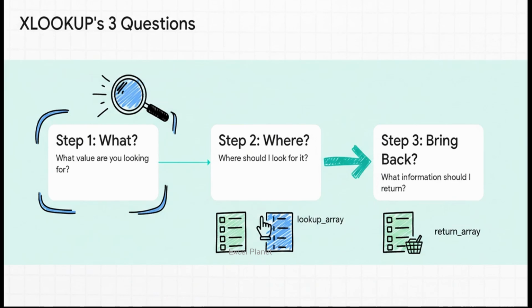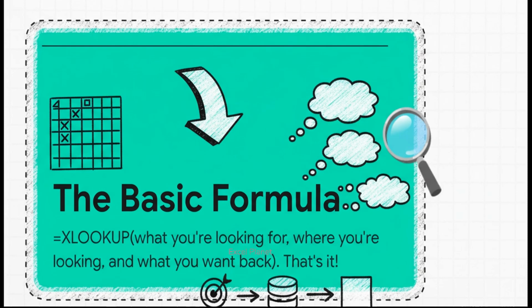Forget the complicated stuff for a second, because XLOOKUP really only needs you to answer three simple questions. First, what's the one thing you're trying to find? Second, where is the list I should be looking in? And finally, which list has the information you want me to bring back? And here's the best part. Those three simple, plain English questions line up perfectly with the actual formula you type into Excel. You just type equals XLOOKUP, and then you tell it what you're looking for, the list to search in, and the list to get the answer from. That simple little formula is going to solve like 99% of your problems.